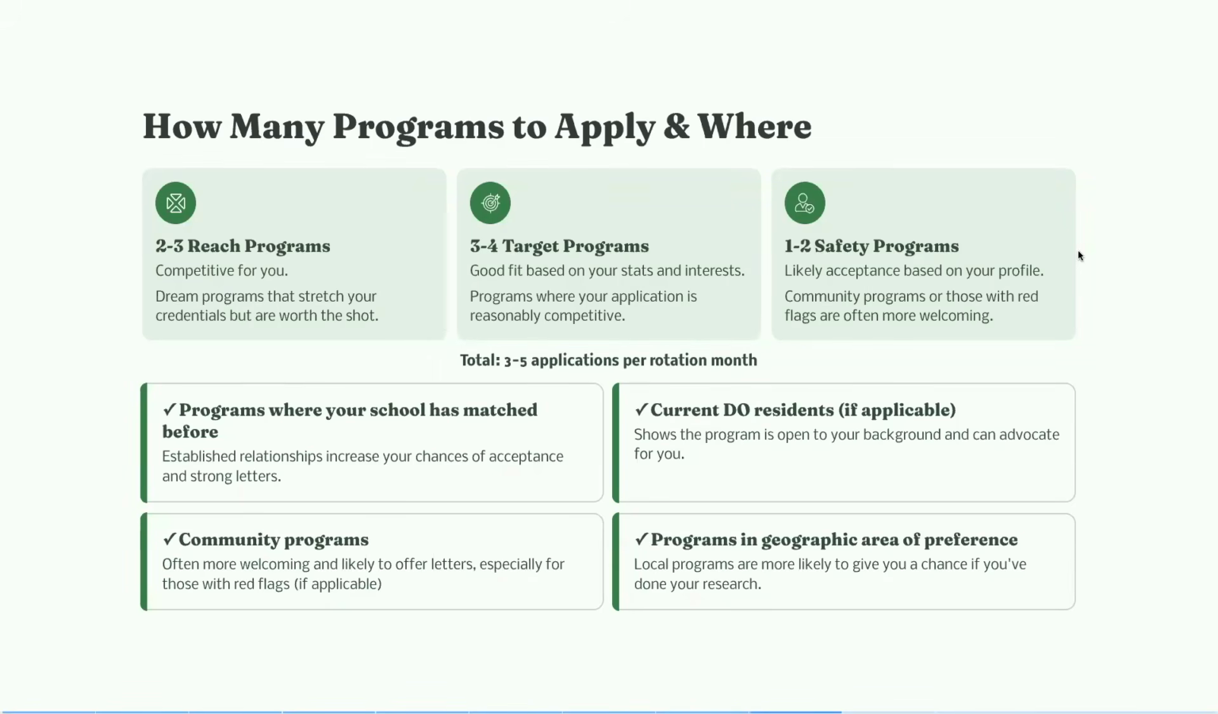So think about places that your school has sent people to, places that people have matched into from your school, places that have taken DOs, if you're a DO. Being very realistic, what is a reach program? Even if they've taken a DO, was it one person in the last 5 years or was it 4 DOs every year? That's a very different type of program. I think these are all factors that you want to take into account when you're looking at the list.